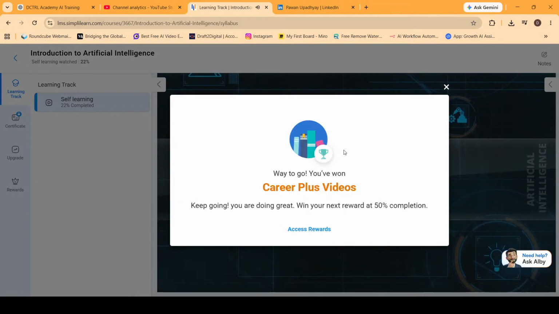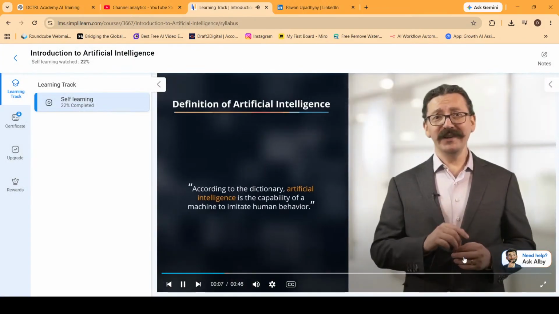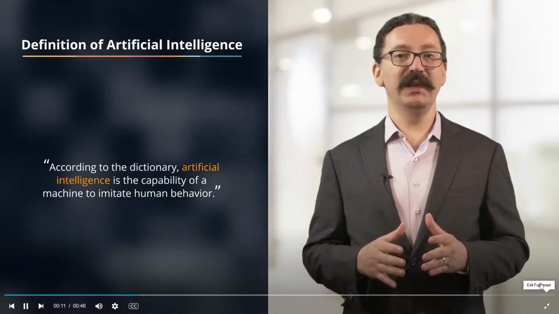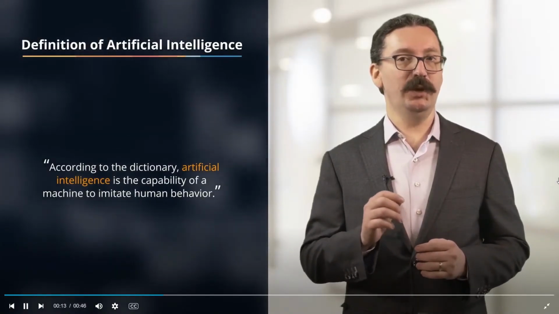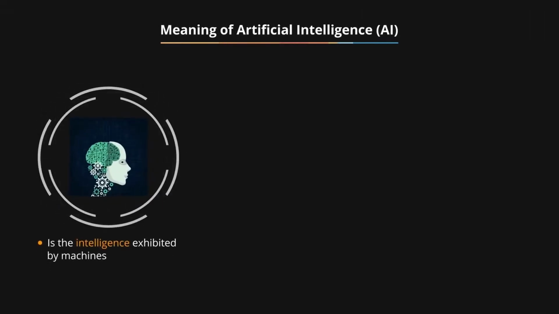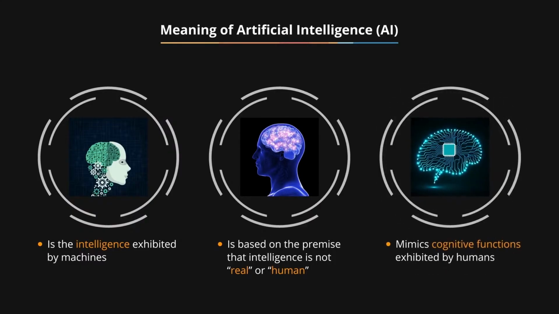Meaning, scope, and stages of artificial intelligence. According to the dictionary, artificial intelligence is the capability of a machine to imitate human behavior. Artificial intelligence is intelligence exhibited in machines. It is based on the premise that intelligence is not real or even human. It mimics cognitive functions exhibited by humans, such as problem-solving and learning.